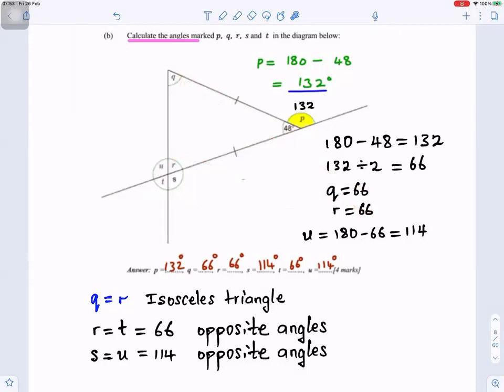And we use the idea that on a straight line, the angles add to 180. In an isosceles triangle, the two base angles are the same. And opposite angles are the same. And another thing you can learn is that this angle P is the same as Q plus R. The angle outside the triangle is the same as Q plus R. That's another thing you can learn on this.